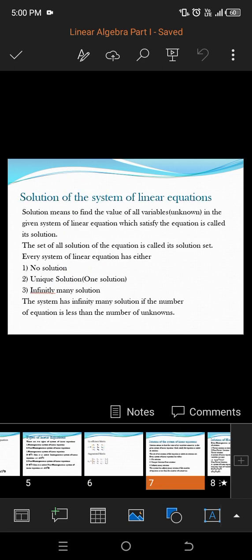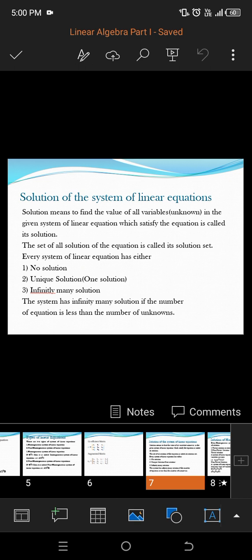Solution of a system of linear equations. Solution means the values of the variables in the given system of linear equations which satisfy the equations. The numbers which satisfy the equations are called the solution of the equations. These numbers are the values of the variables.